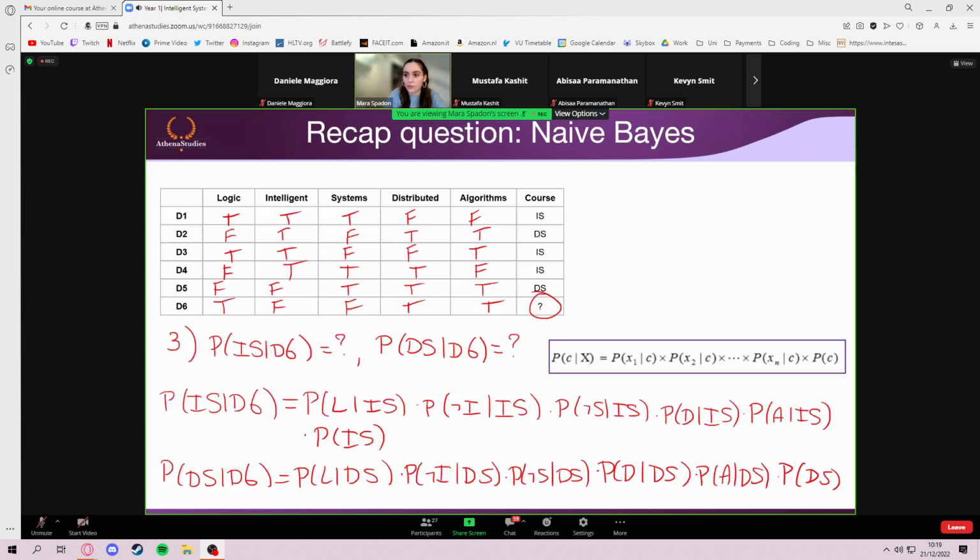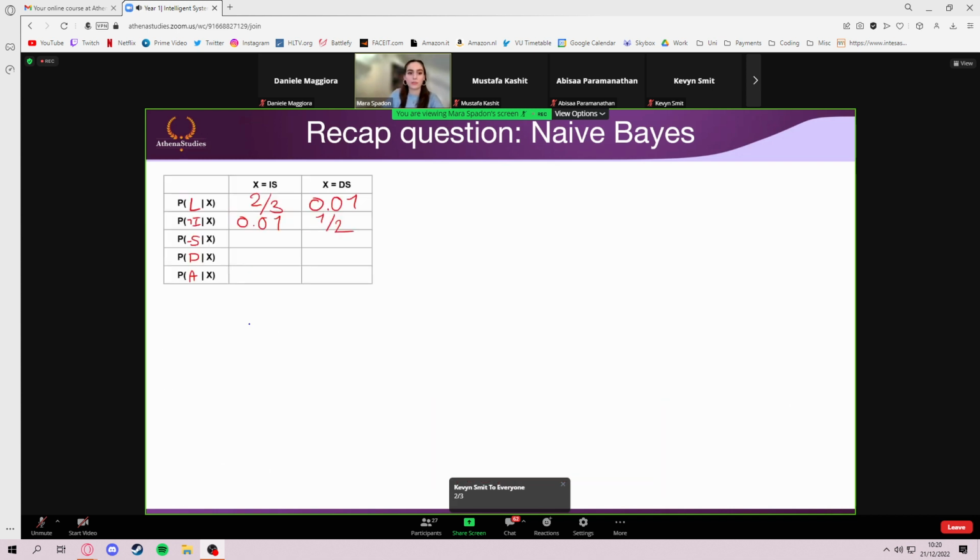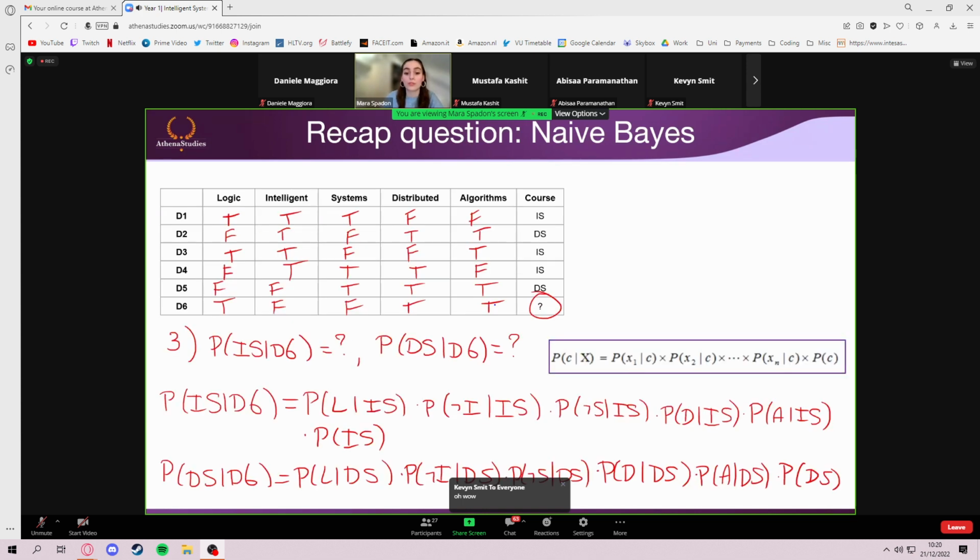So we do the same for not systems. Let's just do one more together. For not systems, given that it is an IS course, how many times is that the case? 1/3, perfect. I see someone saying 2/3. We're looking for not systems, so that is something important to look at. We want to know this one, this one, this one. How many times is it false? Yes, exactly. No, it's good that you saw that. So then that is indeed 1/3.